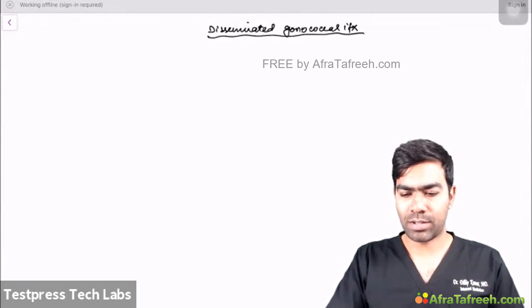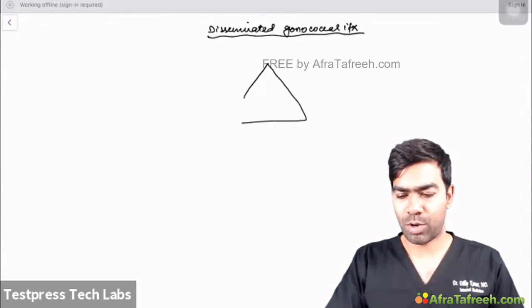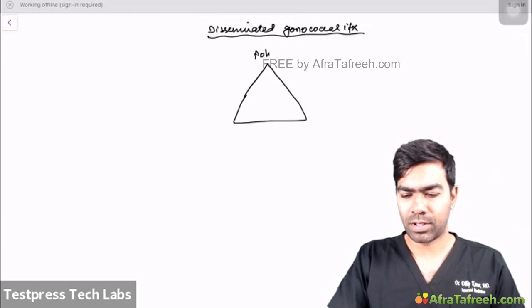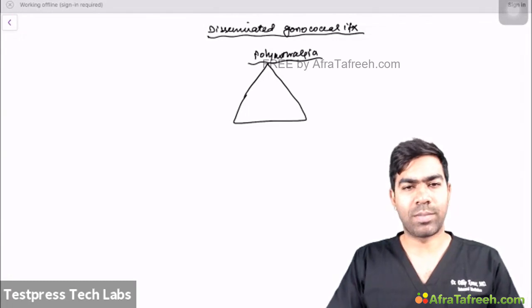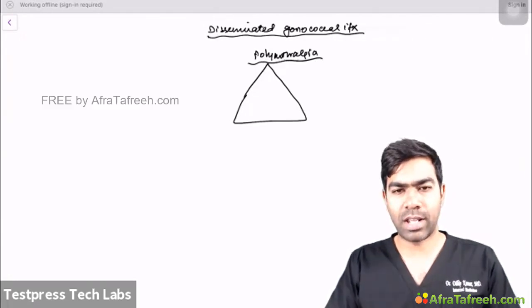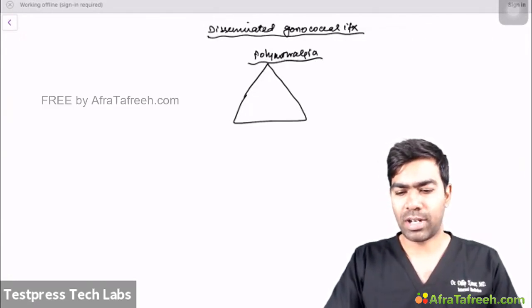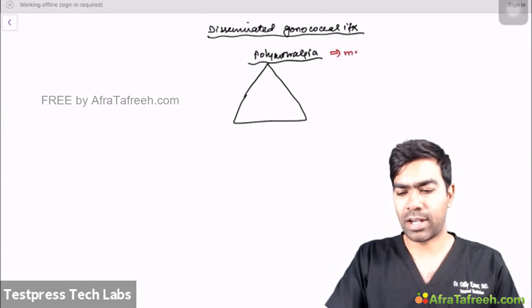So the first part of the triad tells you that the patient will have polyarthralgia, multiple joints will be involved. It can be symmetric or asymmetric, doesn't matter. There'll be polyarthralgia, and typically this polyarthralgia will be of migratory type.